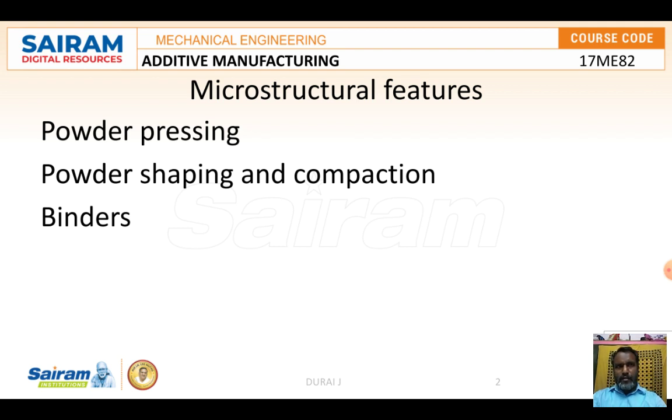An alternative is to use low pressure and high binder content to shape the powder particles. Here the binder acts as a glue to hold the particles in the desired shape. Most of the binders are polymers, which might be like mineral oil or polyethylene. So this is about the powder shaping and compaction. Then comes the next thing, binder.